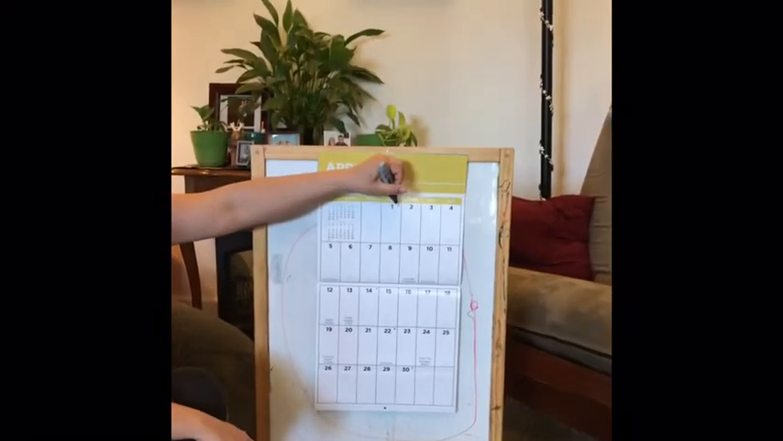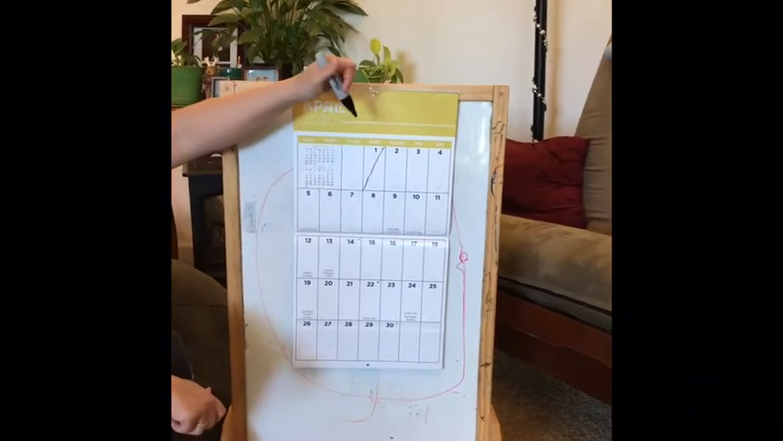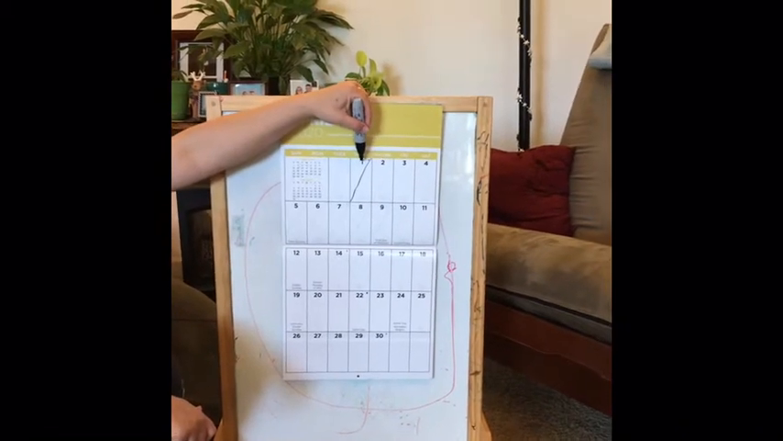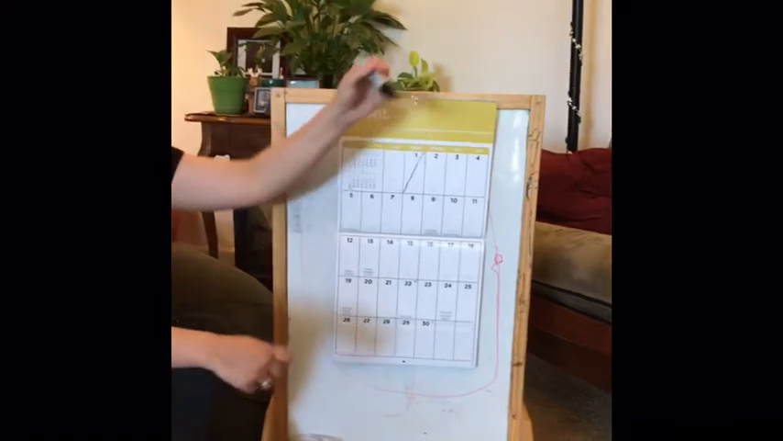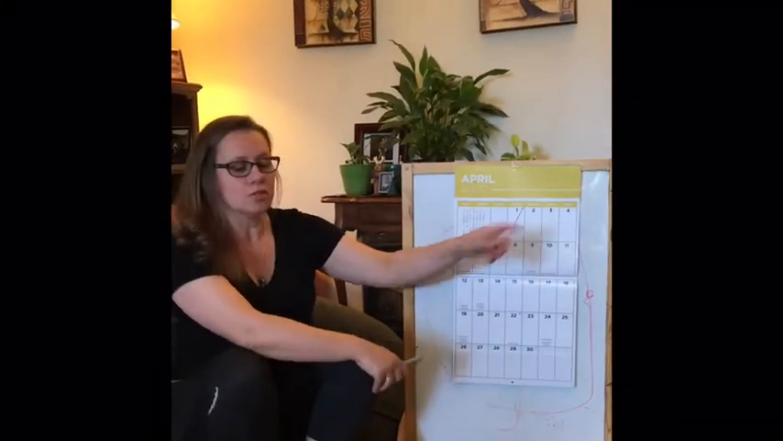Yesterday has already passed, so we're going to cross that one off. Today is the number 2. Let's count. Ready? 1, 2. That was super fast, huh? And we go up. It's Thursday.